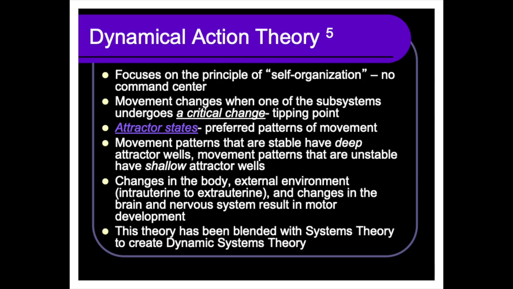Another tenet includes the idea that changes in the body, the external environment, and the brain and nervous system actually result in motor development. So there has to be a change internally or with the external environment, and then motor development actually occurs in response to these changes. And again, like I said earlier, this theory has been blended with systems theory to create dynamic systems theory. So when you see dynamic systems theory, it's actually a blend of dynamic action and systems theory, although many times they're not necessarily presenting both parts of the theory. A lot of times they're focusing on one part of the theory or the other.